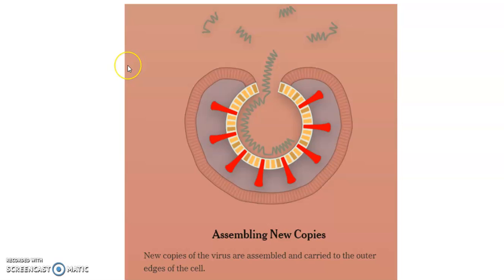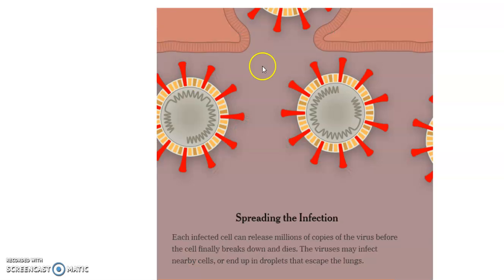Okay, and then new copies of the virus are assembled and carried to the outer edges of the cell. All right, oops, I should have made this a question. So if they came into the cell via endocytosis, how do they exit the cell? Remember exocytosis? Okay, so that's a freebie. All right, and then that's how the infection is spread.